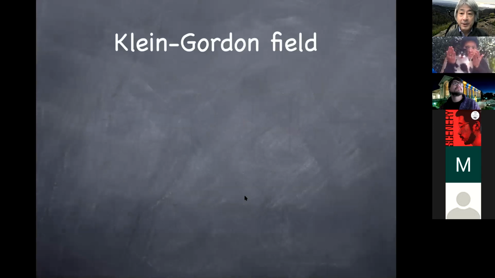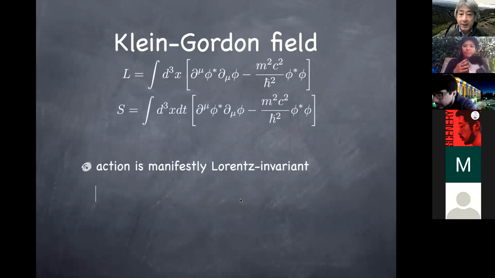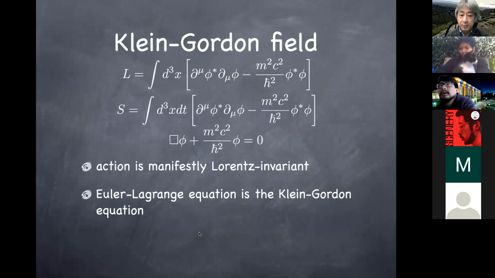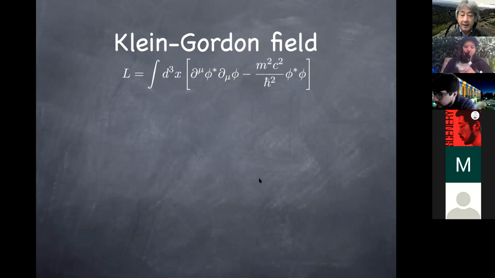So we started talking about the Klein-Gordon field. We came up with the Lagrangian, and the action is manifestly Lorentz invariant because indices are always contracted between upper and lower indices. And this Lagrangian does lead to the Klein-Gordon equation, which we made sure is Lorentz invariant. So this looks like a good starting point to think about QFT. That's exactly why we started to do that. And that is actually the theory that Heisenberg and Pauli developed back in the 30s, I think.